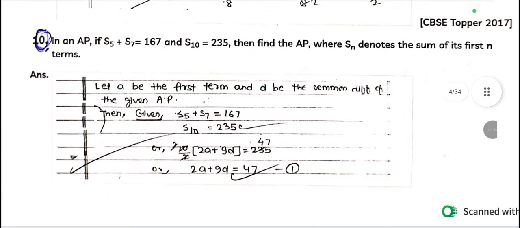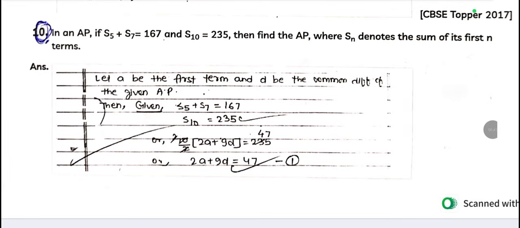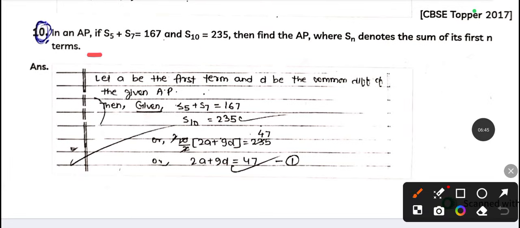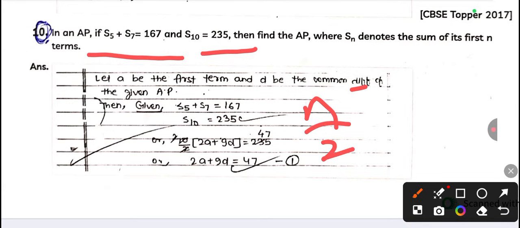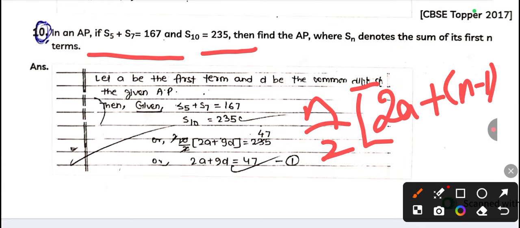Then AP question. I think it's not in the book, so non-NCERT question. S5 plus S7 equal to 167. So sum of 5th term and sum of 7th term is 167, and sum of 10 terms is 235. Apply Sn equal to which formula, children? n by 2 into 2a plus n minus 1 into d. That you want to apply. Yes or no?